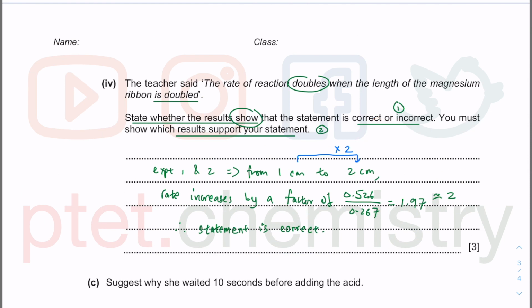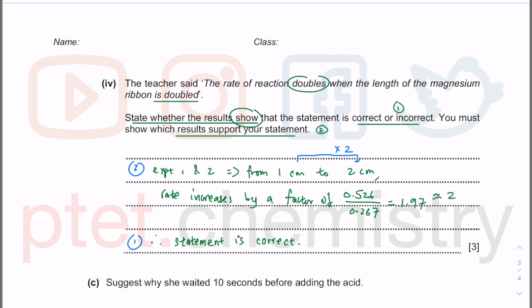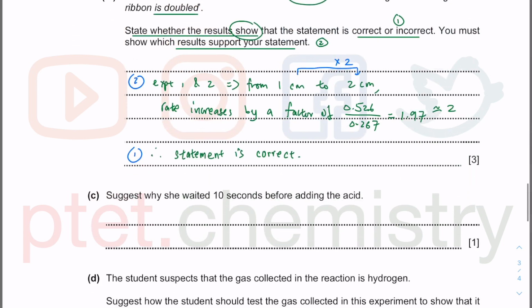I have shown factor number 2 first, which is to do with showing the results, and then I say the statement is correct because I have already shown you based on this data that it approximately translates to double the rate when you double the length of the magnesium.